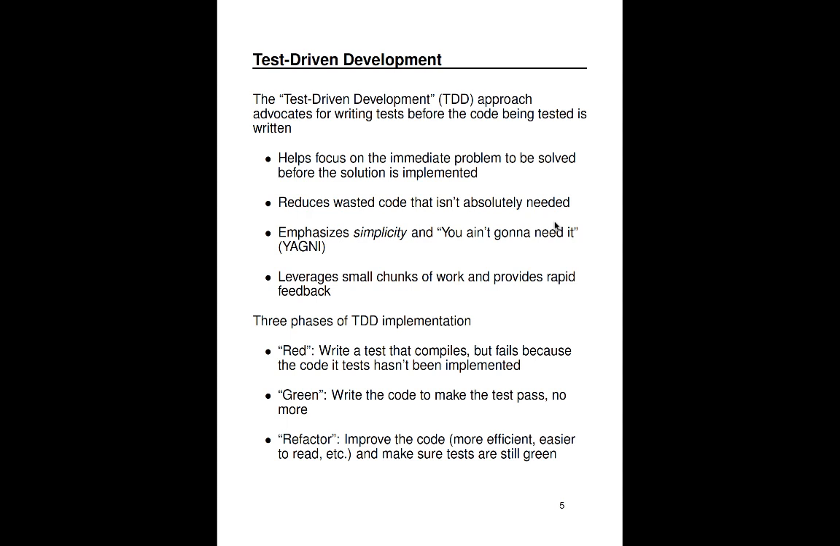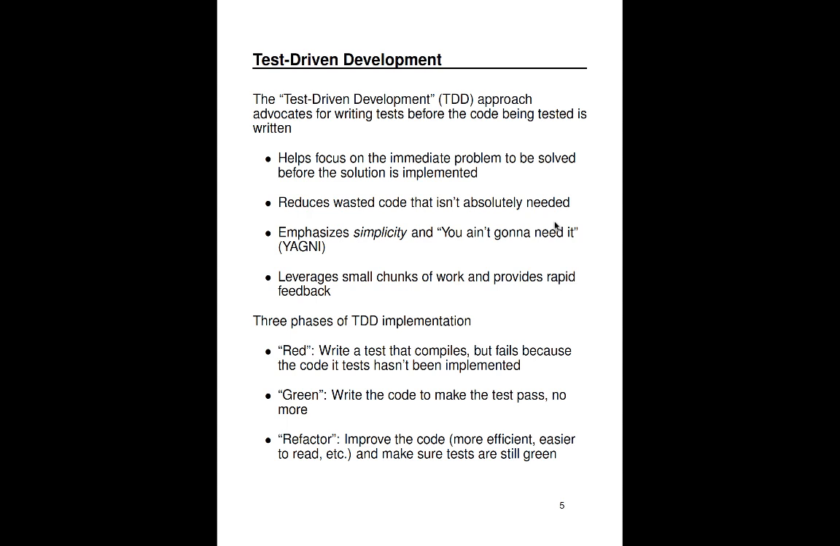Test-driven development occurs in 3 phases. The first phase is called red, meaning that you have failing tests. You write a test that compiles, so it can be run, but it fails because the code that it tests hasn't been implemented yet. After the red phase is the green phase. This is the phase of test-driven development where you write the code that makes the test pass. And that's all the code that you write. You don't write any more than is necessary to make the test pass. So now you have the behavior that you want.